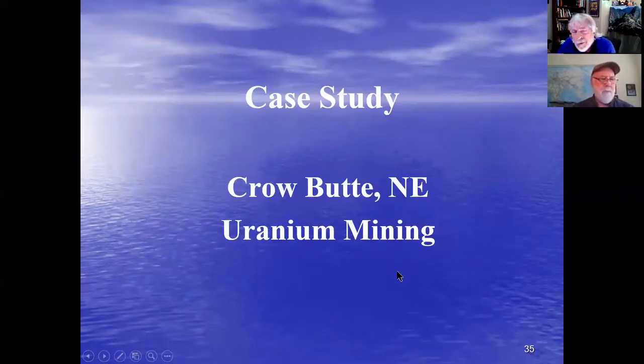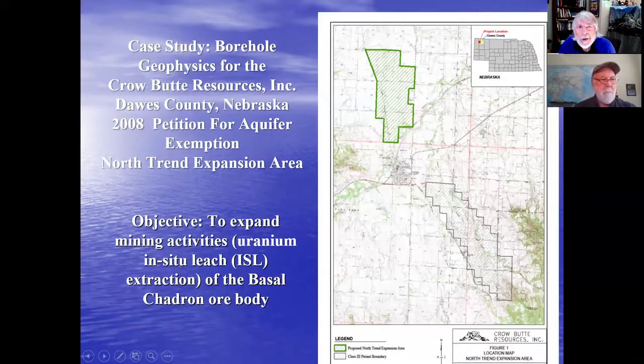Now we'll move back to Nebraska to Crow Butte, which is a uranium mining area. Part of this case study was utilizing geophysics for their aquifer exemption. They were trying to expand their in situ leaching extraction method on the basal Chadron ore body. So they're looking to take it from this zone right here, extrapolate, and get their new petition so they could start mining up in this area.